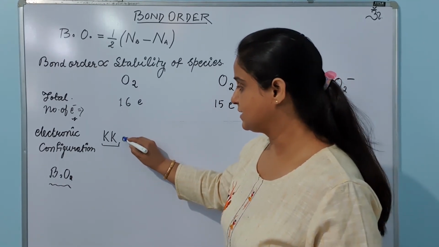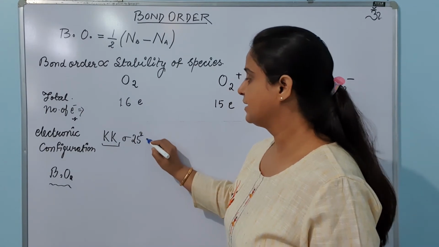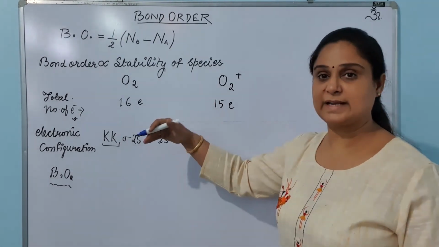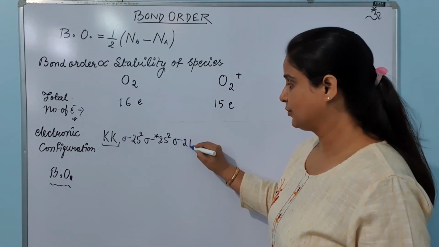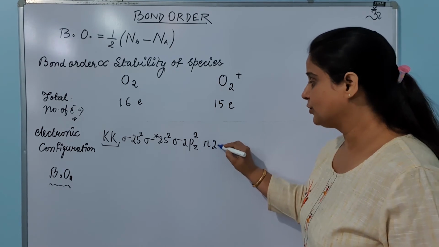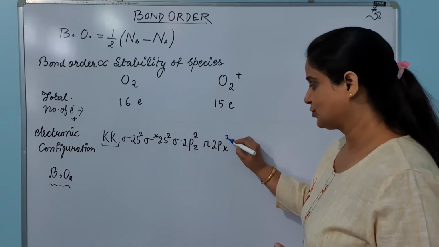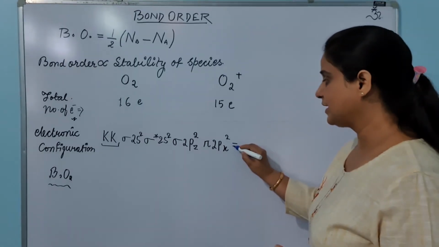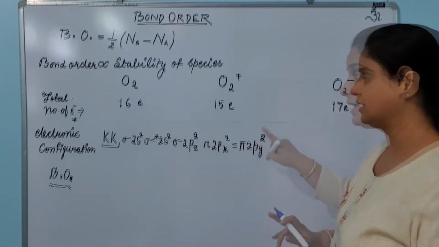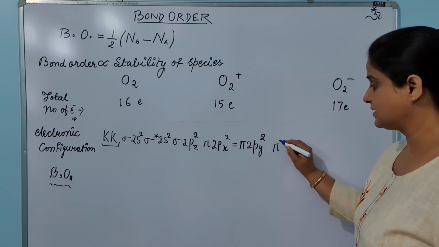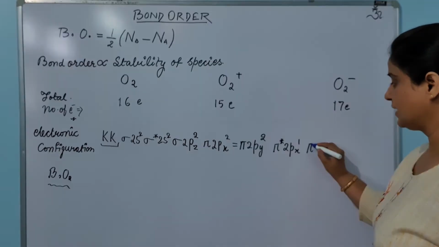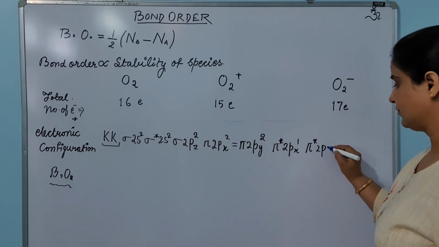So here it is sigma 2s2, sigma star 2s2, and then the electrons will go to the next level, sigma 2pz, 2 electrons, and then pi 2px square, that is 2 electrons in it, which will be equal to pi 2py, 2 electrons in it, and then the electrons will go into pi star 2px 1 and pi star 2py 1.